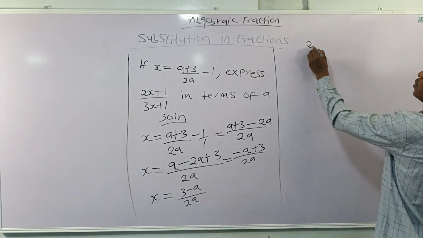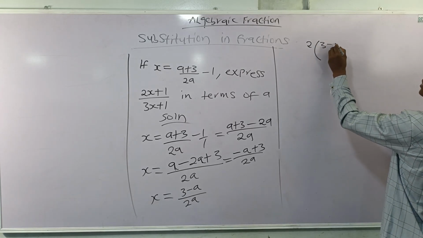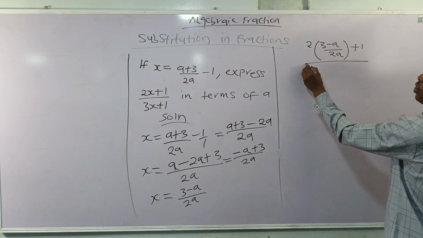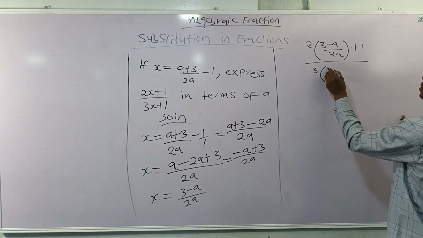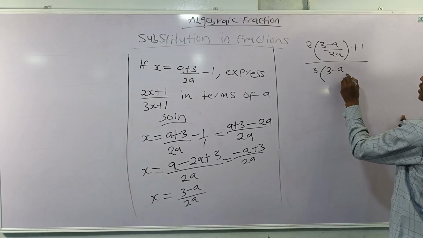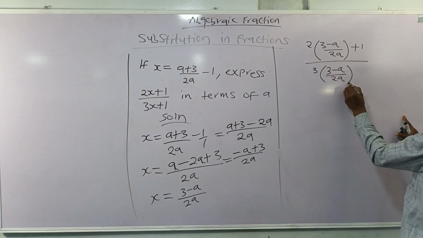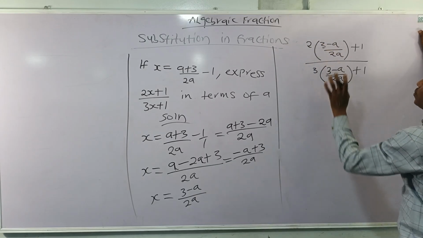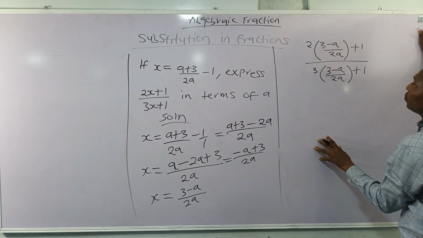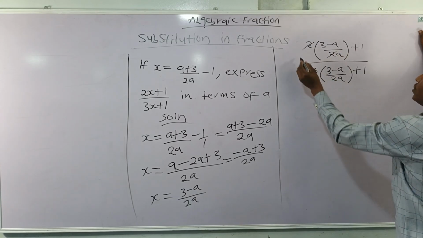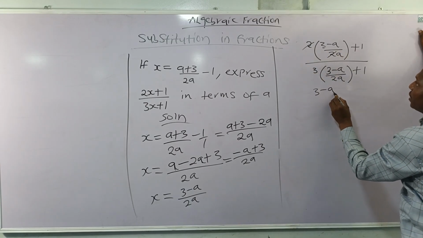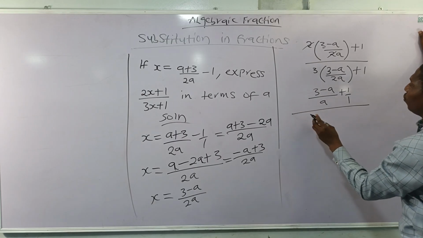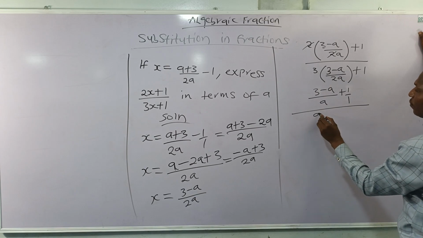Then I'll have 2 brackets 3 minus a all over 2a plus 1 all over 3 brackets 3 minus a all over 2a plus 1. Now I can expand. This can cancel this. If I choose not to do that, I can still use this to cancel this to have 3 minus a all over a plus 1 over 1 all over, nothing can cancel here, so I have 9 minus 3a all over 2a plus 1 over 1.